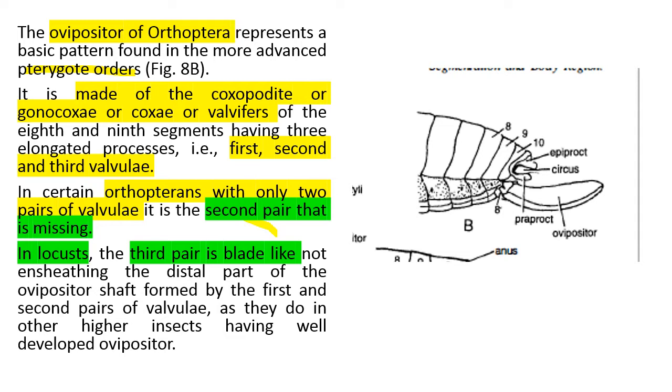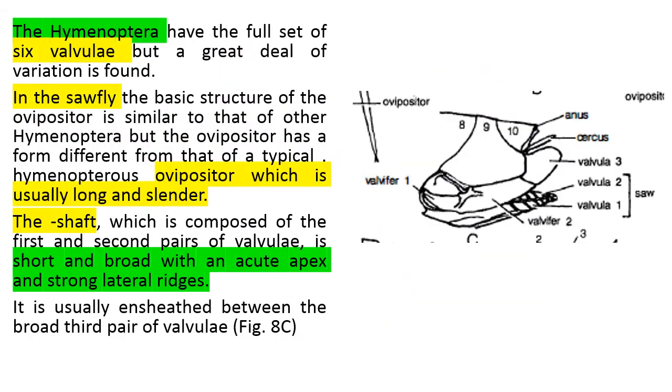So it is different from others, like it is not unsheathing the distal part of the ovipositor shaft as it is doing in other higher insects. So here we can see it is a cirrus sac, it is the ovipositor. So basically we are talking of this ovipositor and the structures such as valvifer and valvulae in case of orthopteran. Come to the hymenopteron.